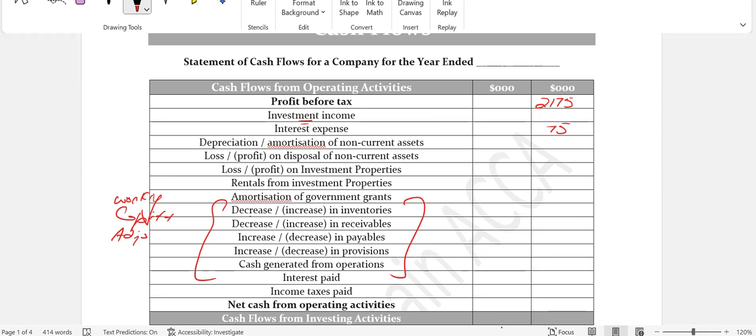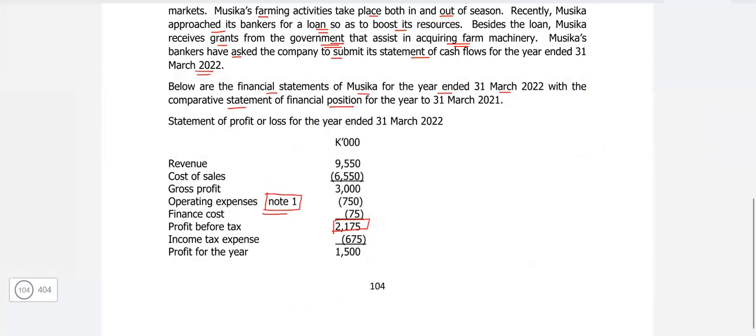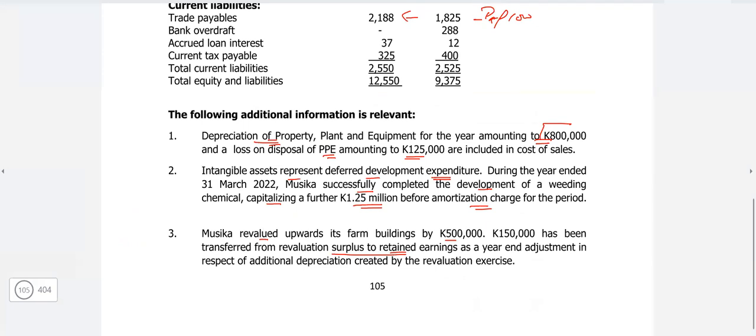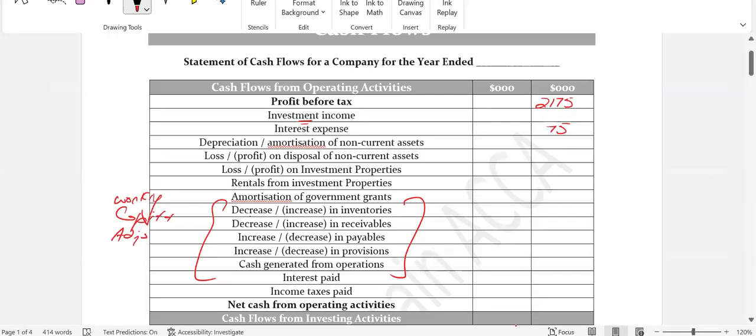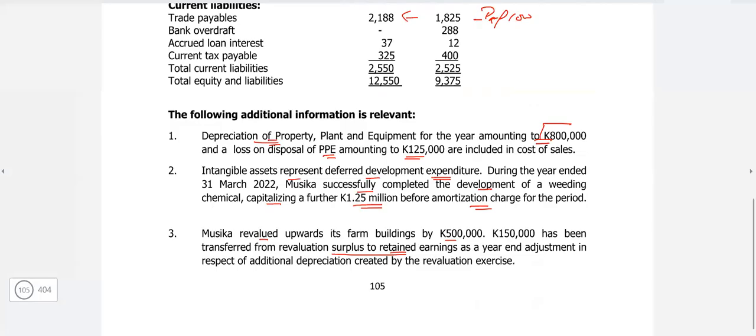Okay, now we have the depreciation. Depreciation is mentioned within the question. The depreciation of the property, plant, and equipment is K800. So we take 800, but we need the amortization as well. For amortization, we need to do the workings. So how can we do that?